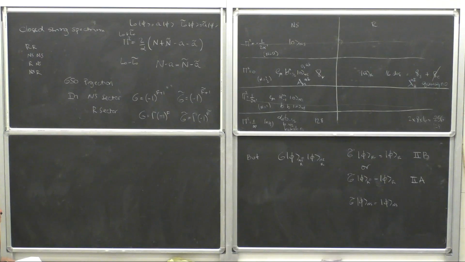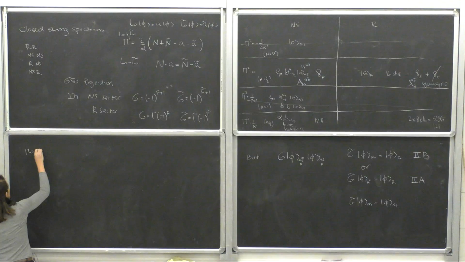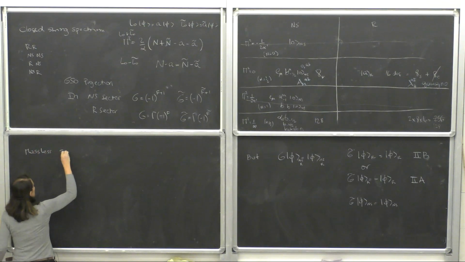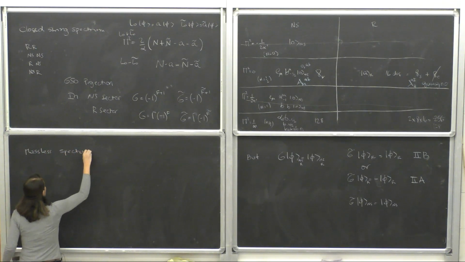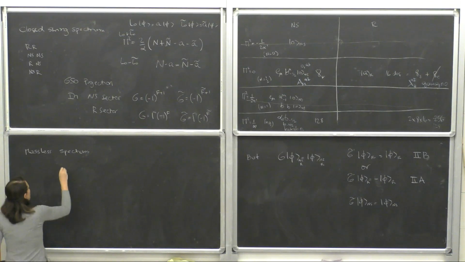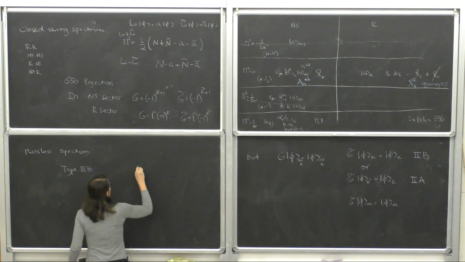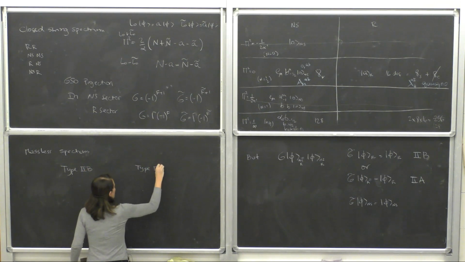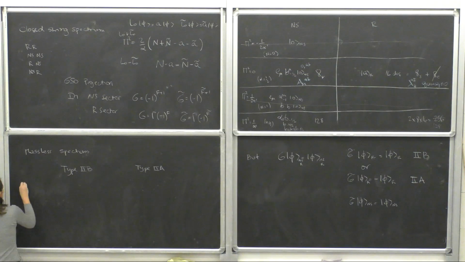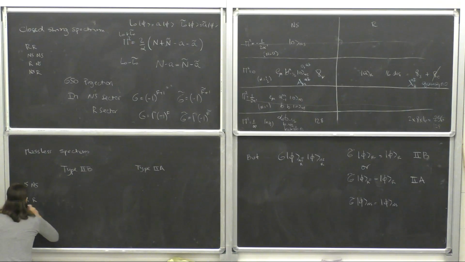So one can build the whole spectrum. Let's just build the massless spectrum. Let me put type 2B here, and type 2A here. Here the NSNS sector, RR sector, and RNS and NSR.